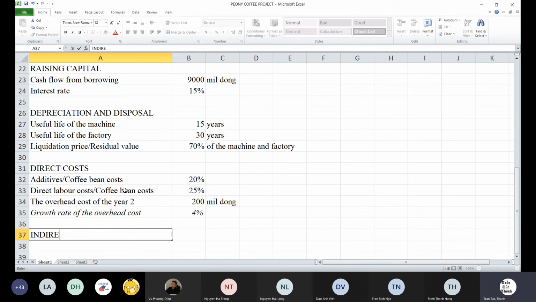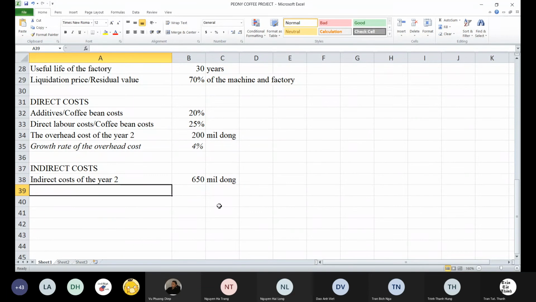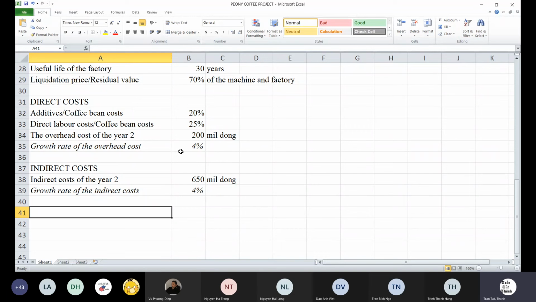Next one's the indirect costs. Indirect costs of the year 2, not the year 0, is $650 million. Then the growth rate of the indirect costs is going to be 4% per year. And finally, corporate income tax is going to be 20%.